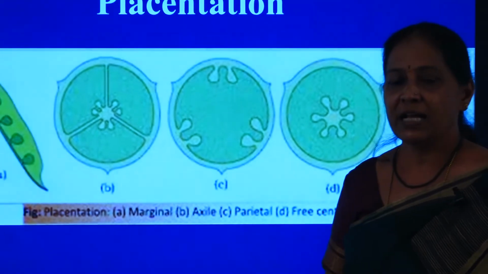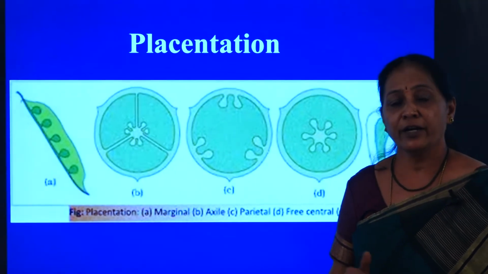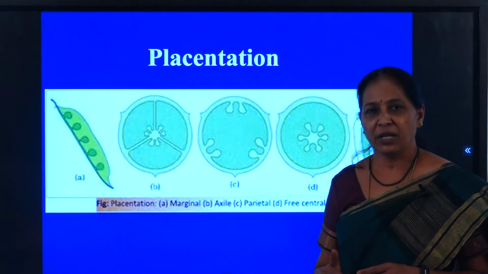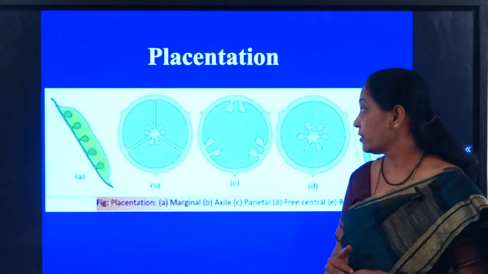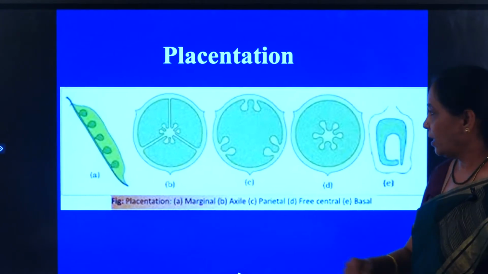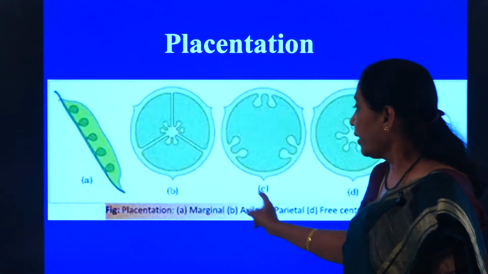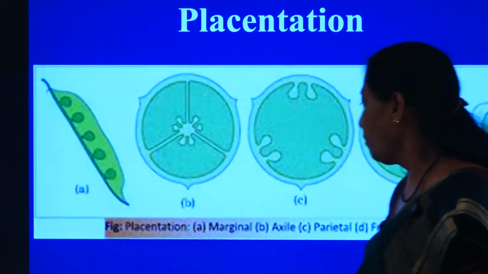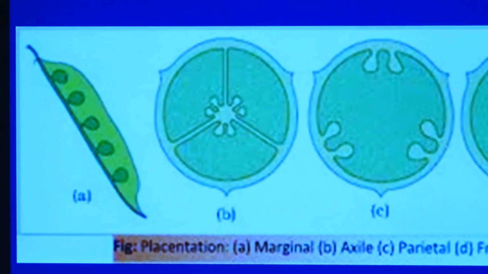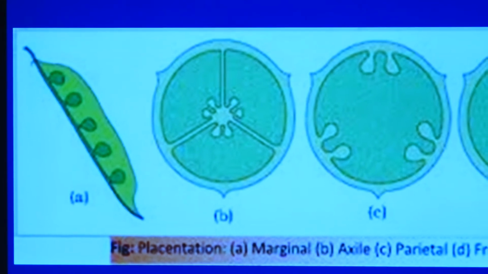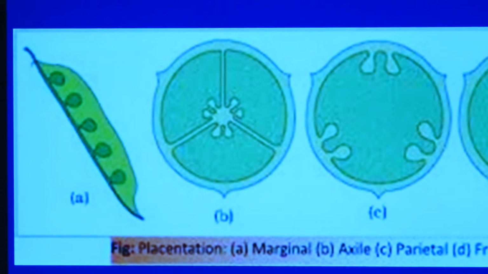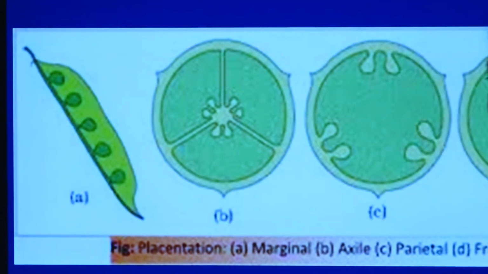Placentation. Placentation is nothing but the arrangement of the ovules on a special tissue called the placenta. There are different types of placentation. This slide indicates the marginal placentation. Example for that is the pea beans. When you open the pea fruit, you can make out the seeds are aligned at the margin of the fruit. That is the marginal placentation.